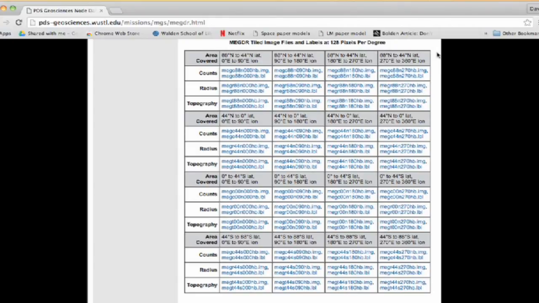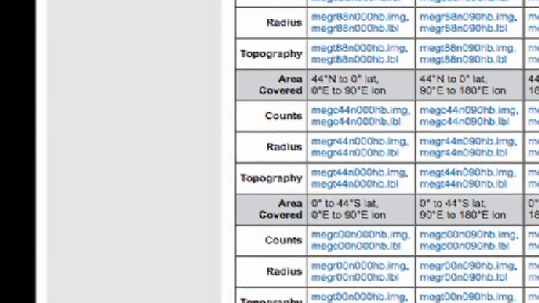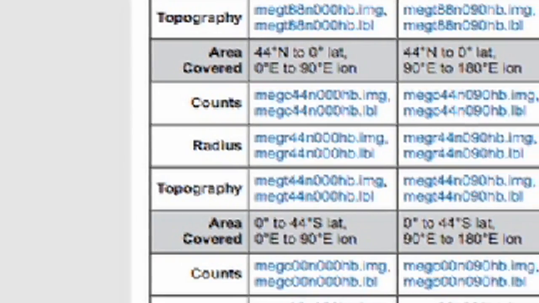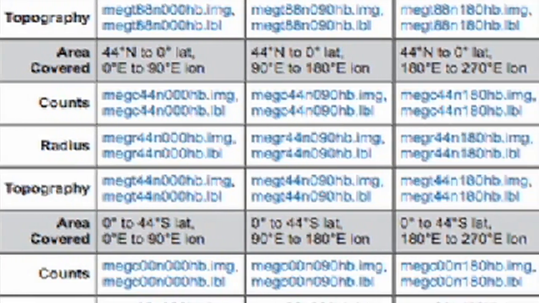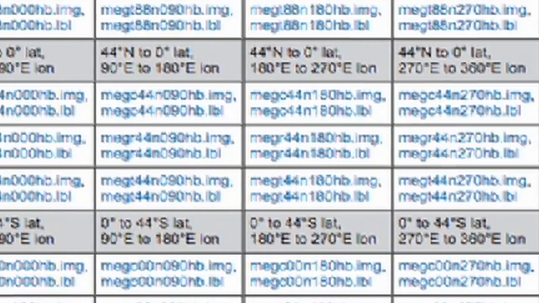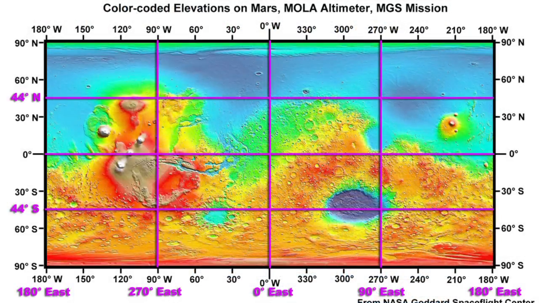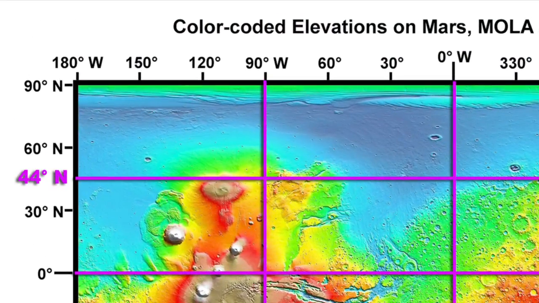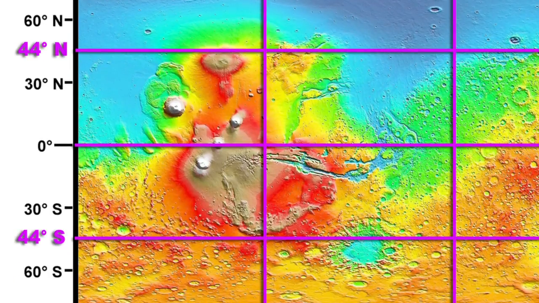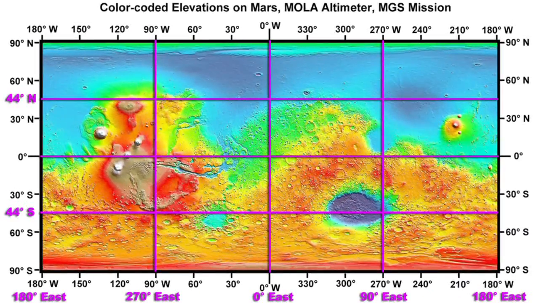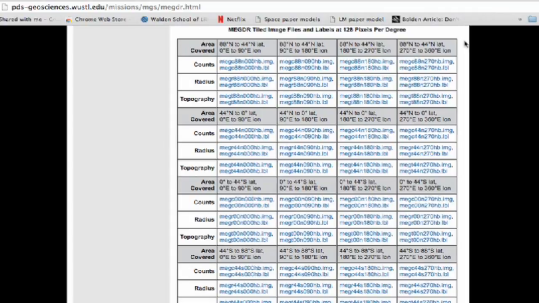Longitude is divided up into four sections, each 90 degrees. Now, on Mars, it doesn't have east and west longitude, it's all just east. So it's divided up from 0 to 90, 90 to 180, 180 to 270, and 270 to 360 again. The latitude is divided up into four sections, each 44 degrees. The top 2 degrees and the bottom 2 degrees are not included in this data. So it goes from 88 degrees north to 44 degrees north, from 44 north to 0, from 0 to 44 south, and from 44 south to 88 degrees south. Now that divides you up with a 4x4 grid, or 16 pieces.